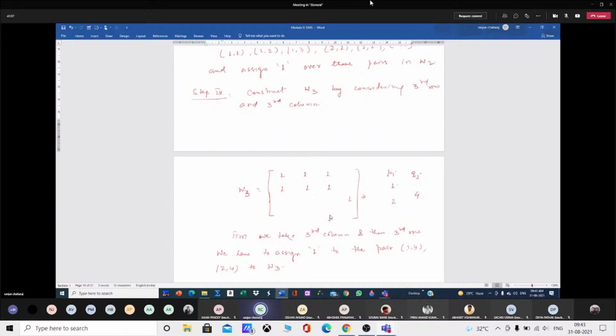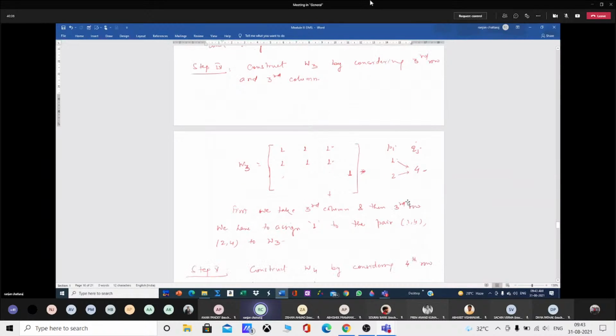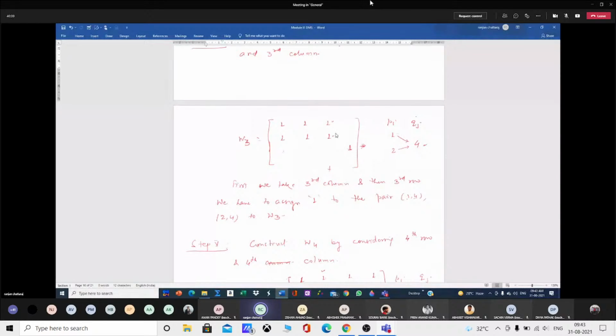In the third row, what are the positions where we have entry 1? It is the first and the second position in the third column, and in the fourth column as well. So in this row we have 1 at the fourth position. Now construct the pairs (1,4) and (2,4). Here I am writing 1,4 and 2,4, and the rest are 0.